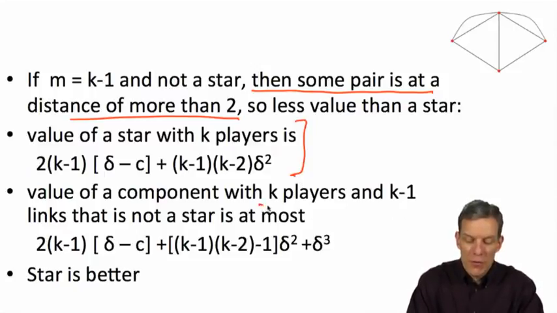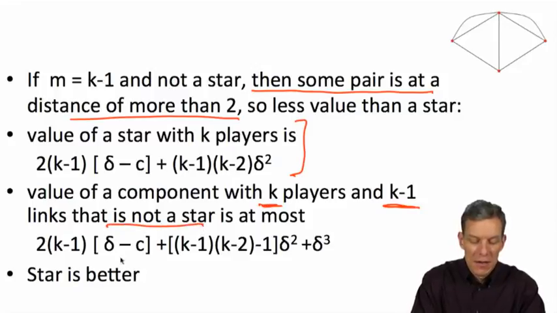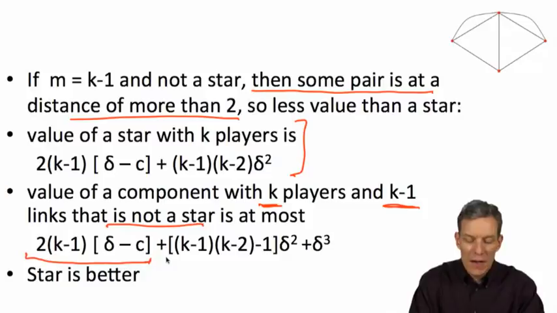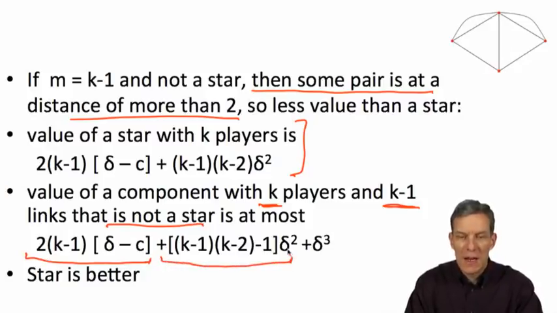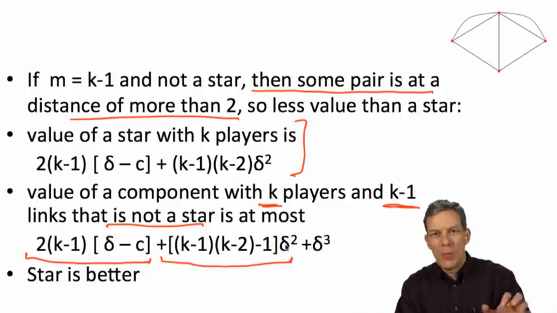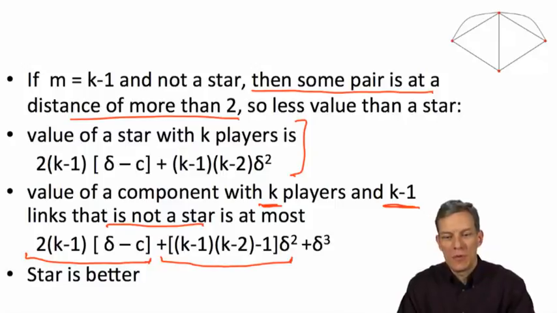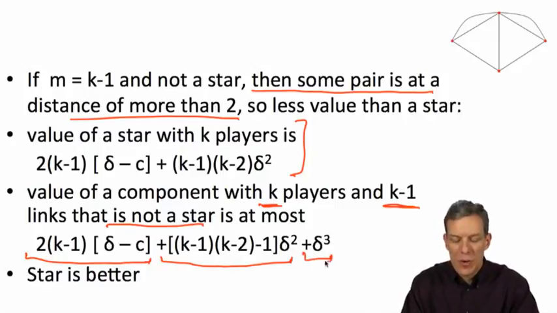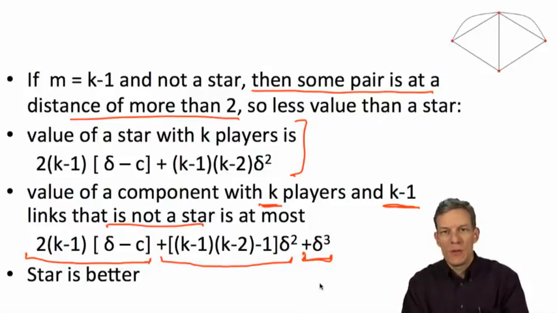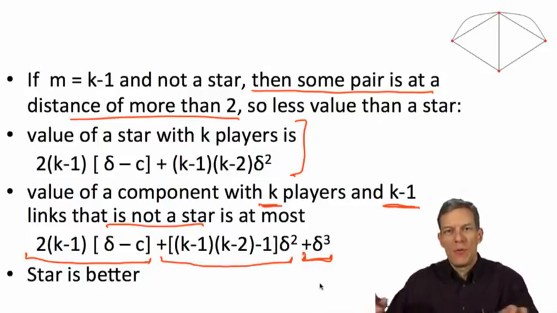The value of a component with k players and k minus 1 links that is not a star, well, we get the direct value of connections, and then at most, we can have all but one relationship at delta squared. At least one of them has to be at a distance delta cubed. And then if you do the difference between these, all we've done is move some relationships which could be closer to some that are further away.